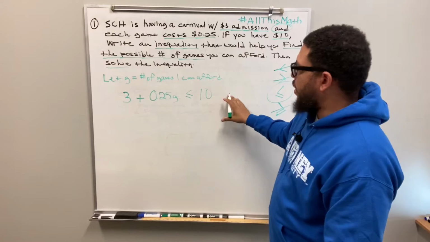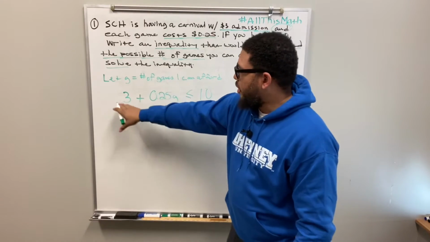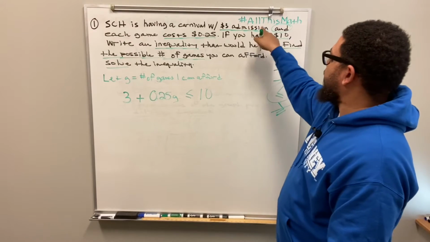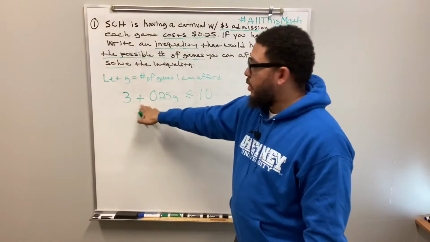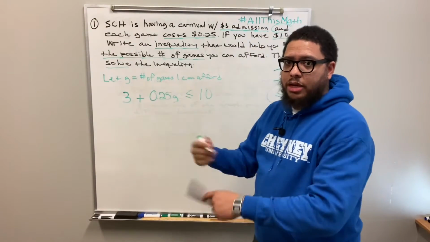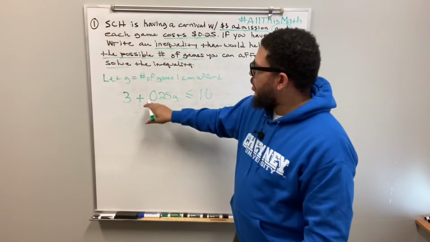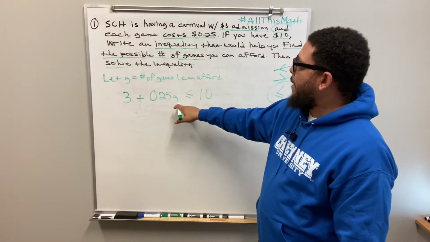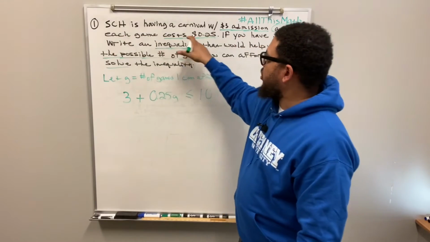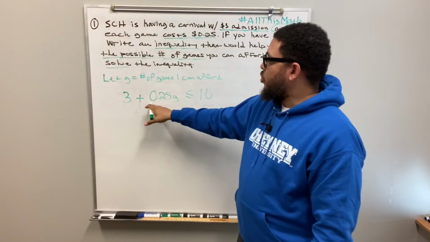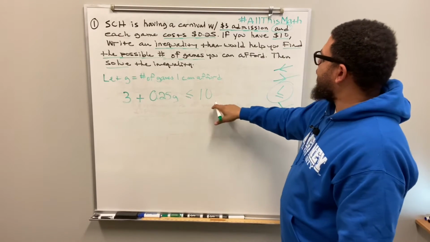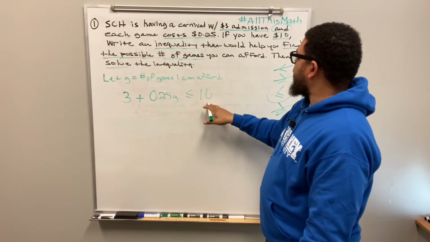So just to recap, this is our inequality. The $3 you pay to get in, which came from right here, $3 admission, and plus sign, because we're adding all this money up, right? 25 cents times the number of games I play, because each game costs 25 cents. So 0.25 G is less than or equal to 10. Less than or equal to 10, right?